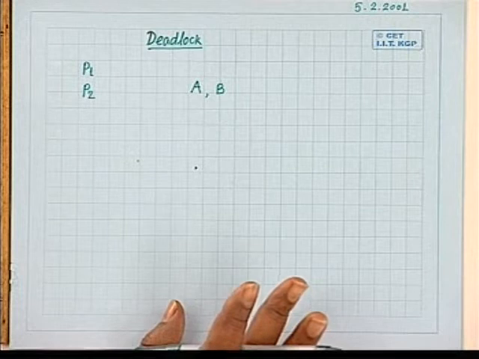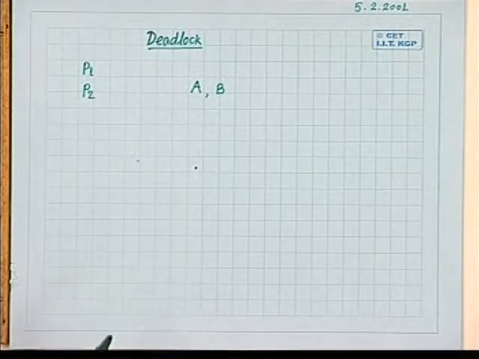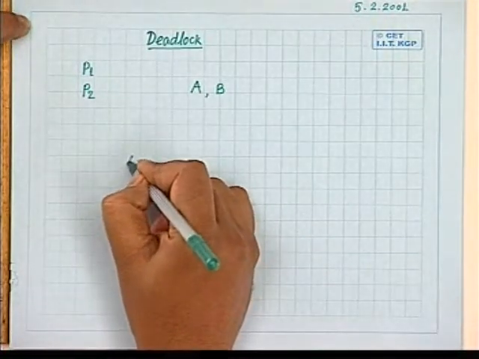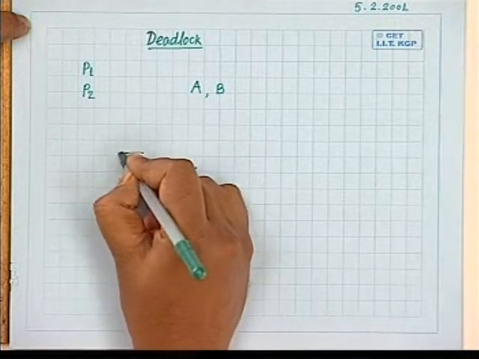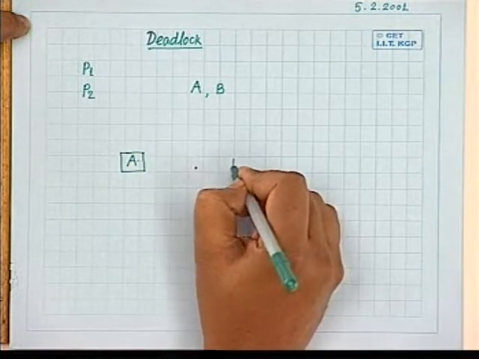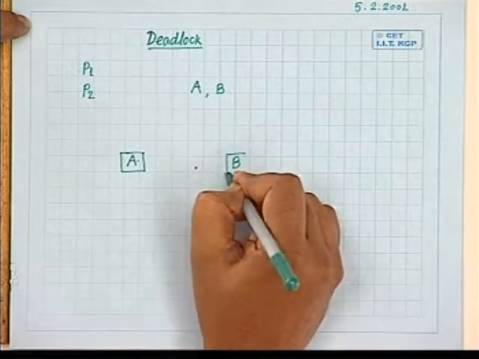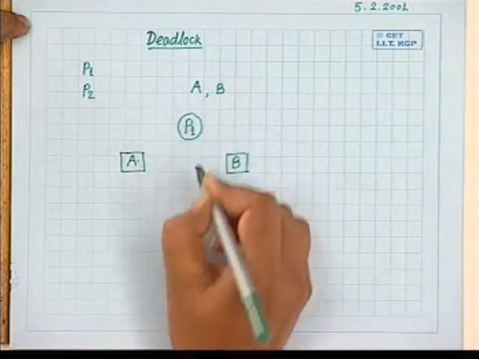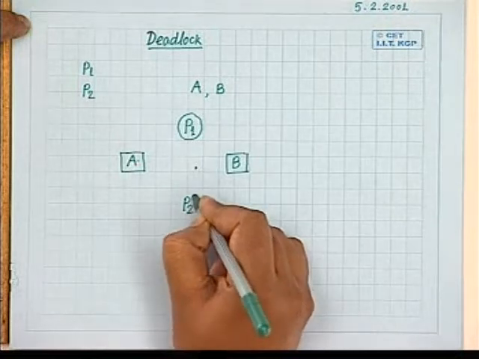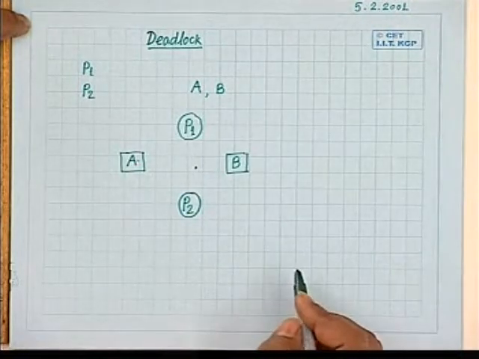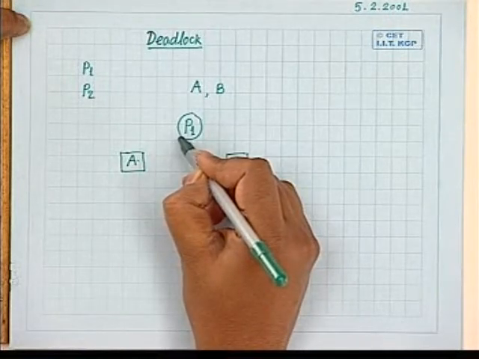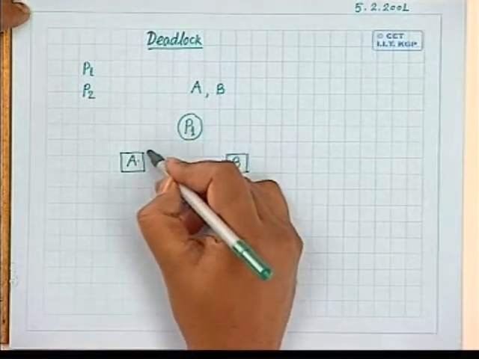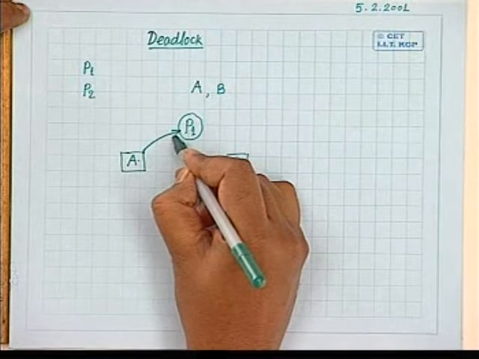Now we can have a situation like this. Suppose P1 has acquired resource A. So I have resource A, I have resource B, I have the process P1, I also have the process P2. So I have a situation like this, that P1, because it needs both the resources A and B, first suppose it requires resource A, and so it has put a request for resource A and it has acquired resource A.